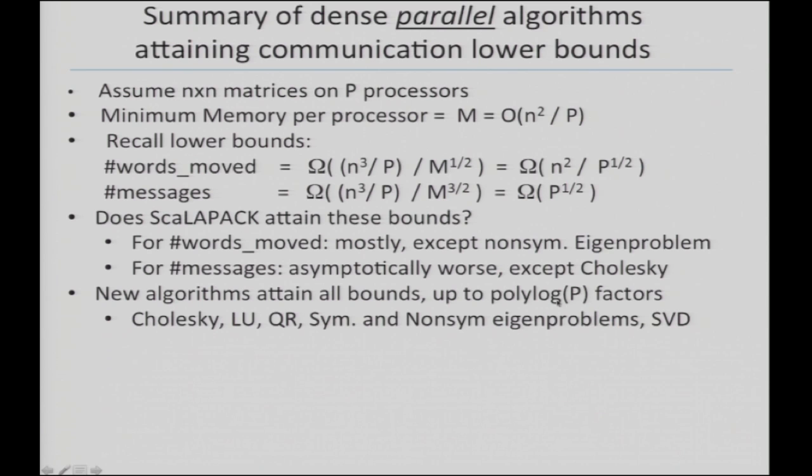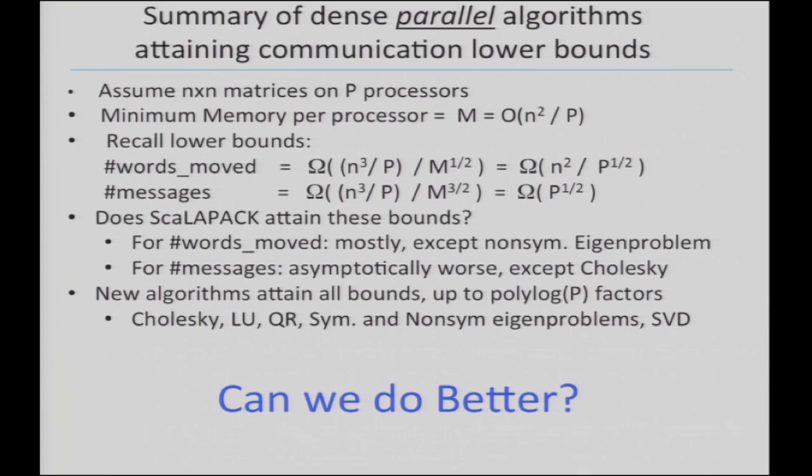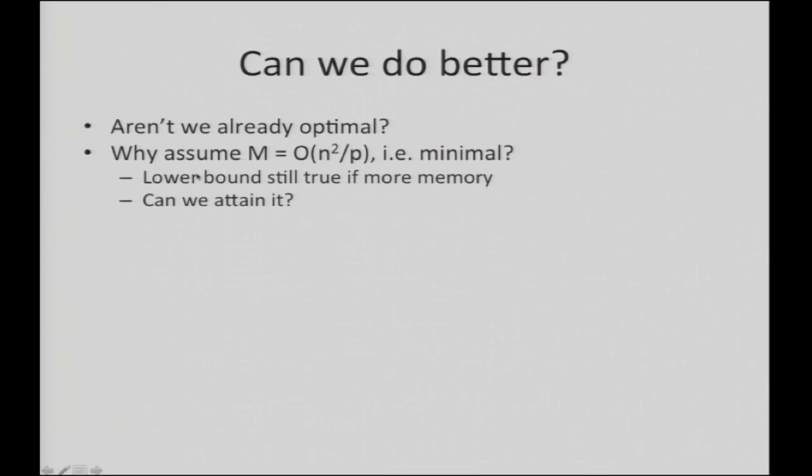And so we thought we were done for a little while, but then we asked, can we do better? There's an assumption here that I made, and so why can we do better? Aren't we already optimal? Well, the assumption was that I was only using as little memory as possible. Now, if you've bought a supercomputer, you've spent all this money on the memory, you might as well use it, right? It's a hardware resource lying there.